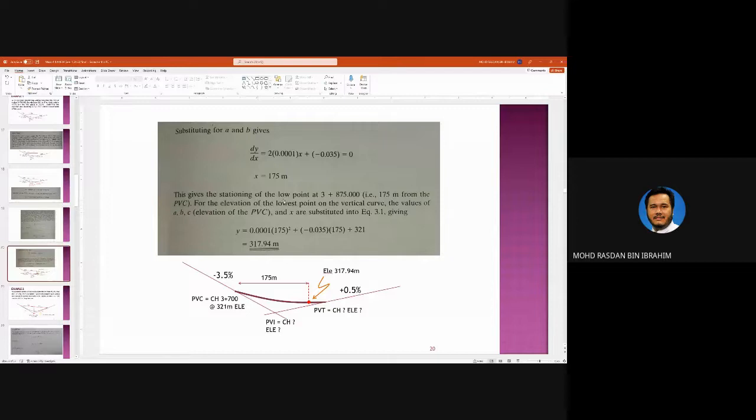So this gives the stationing of the low point at 3 plus 875 meters, where you add the 175 meters here to 700, and it becomes 3 plus 875 meters.